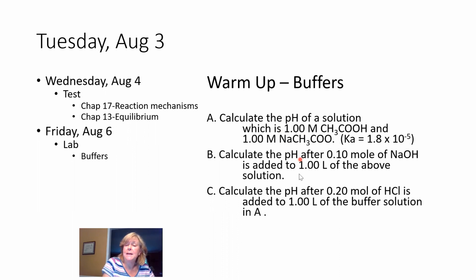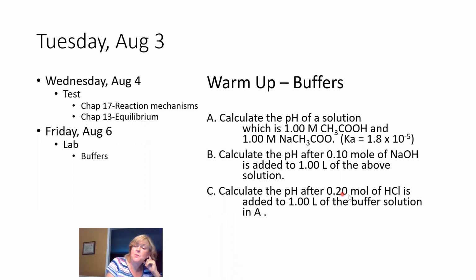Once we do that, in B, we're adding sodium hydroxide to this buffer solution. The sodium is a spectator. What's the hydroxide going to react with? Well, it's a base, so it's going to react with the acid component of the buffer. So it's going to react with the acetic acid. And then we figure out what we run out of, what our limiting reactant is, what the excess is. And from the excess, we can calculate the pH of the new solution that we have.